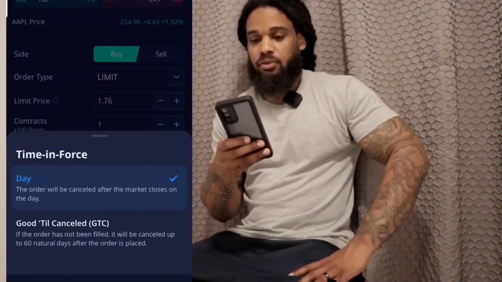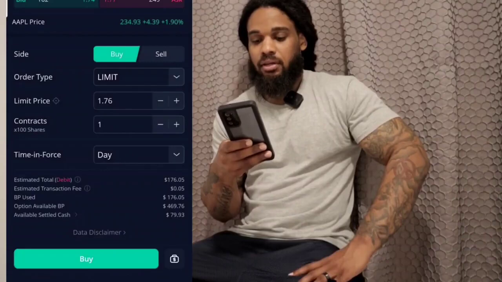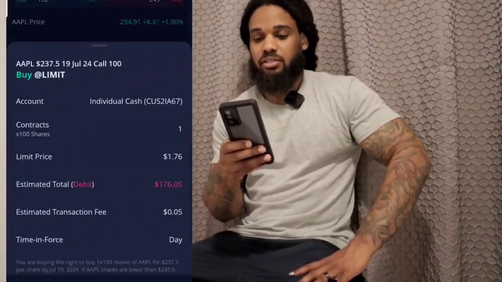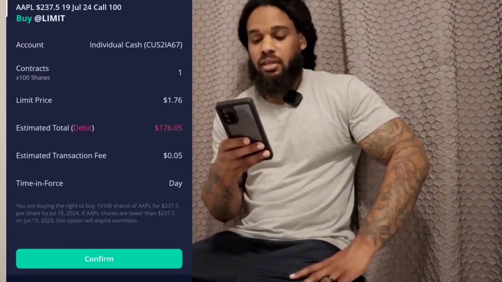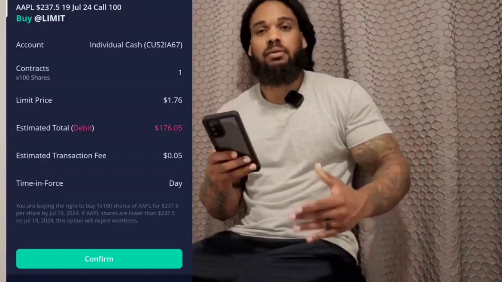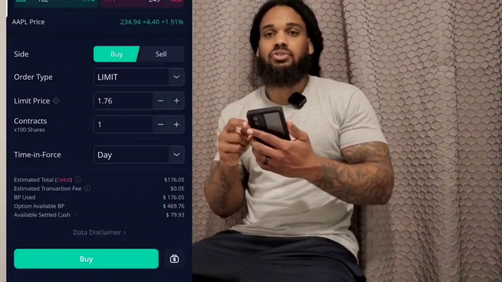And then from there, if you decide you want to get in, you can hit the buy button and then hit confirm. It's going to show you an estimated transaction fee, and then you just hit confirm. And if the price hits the number that you put in for the limit order, you're going to get into the trade, and then you have an option contract right there.